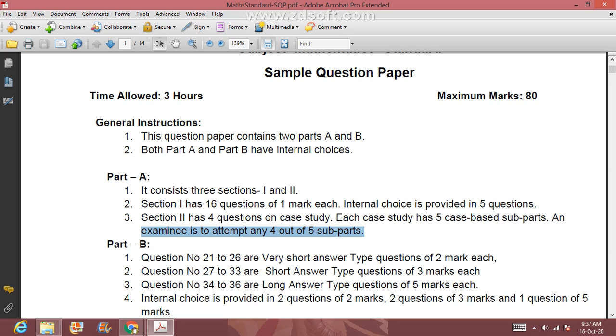Sir, 1 mark. No, question number 17 is for 4 marks. See, each case study is 4 marks. Why? In each case study there are 5 case based subparts.